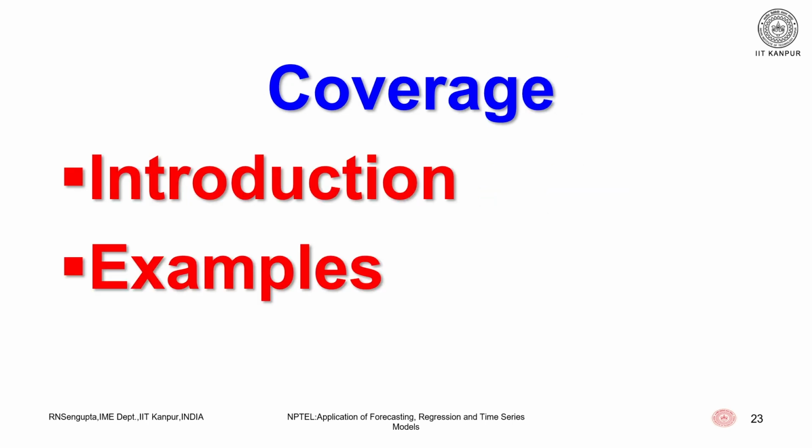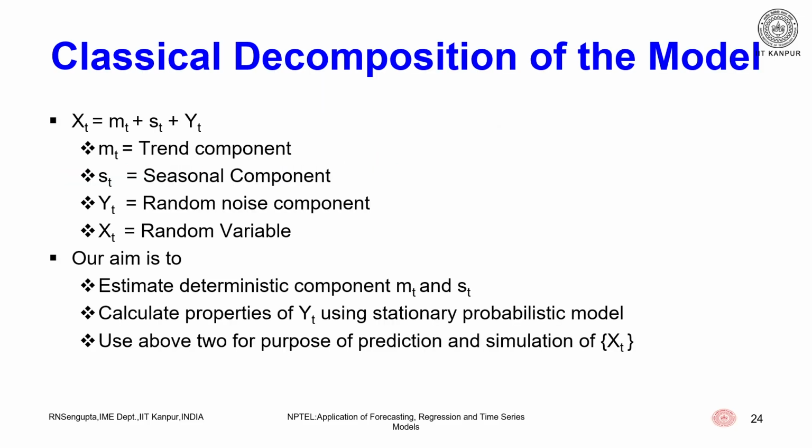The coverage as we started in the 51st and the 52nd, we will still continue with the examples and introduction. Now, the classical decomposition of any model, if it is linear in nature, is of the form, and just write it down. So, you have x, basically the random variable dependent on time, subscript t, and M_t is the trend component.